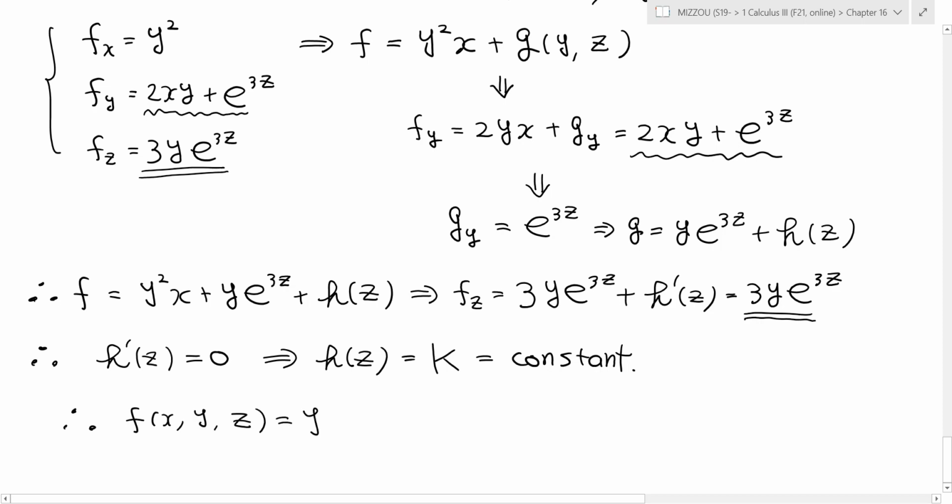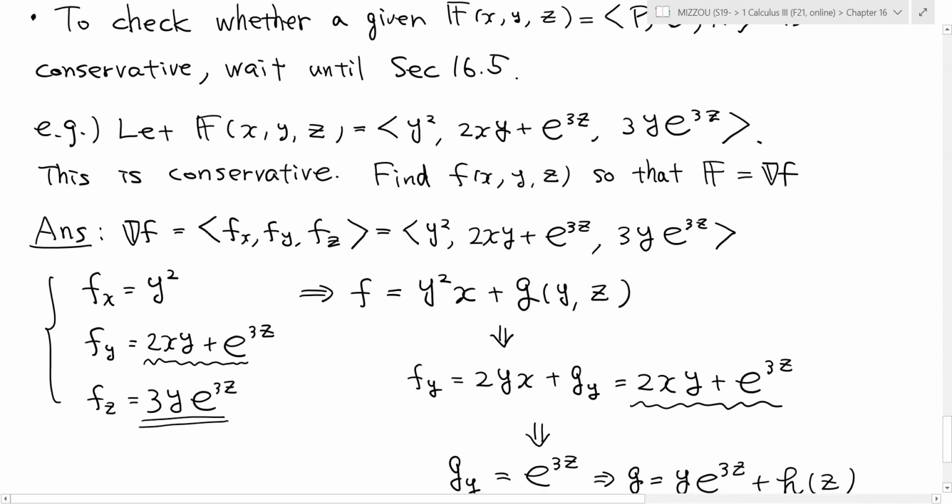is y squared x plus y e to the power of 3z plus h of z, but h of z is just a constant. So we have a constant k. So that's the answer. Okay, so in this way, even in the case of a vector field of 3 variables, if you already know that it's conservative, you can find its antiderivative in this way.